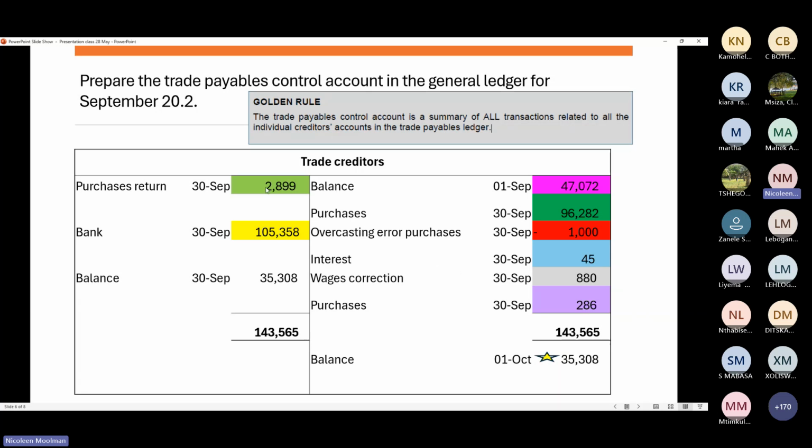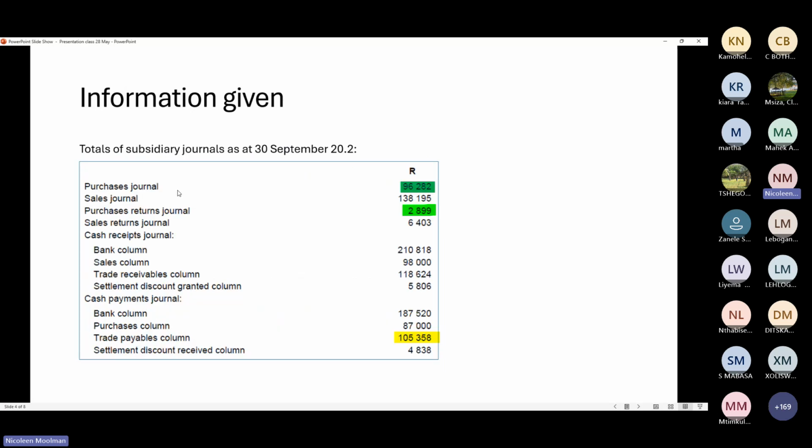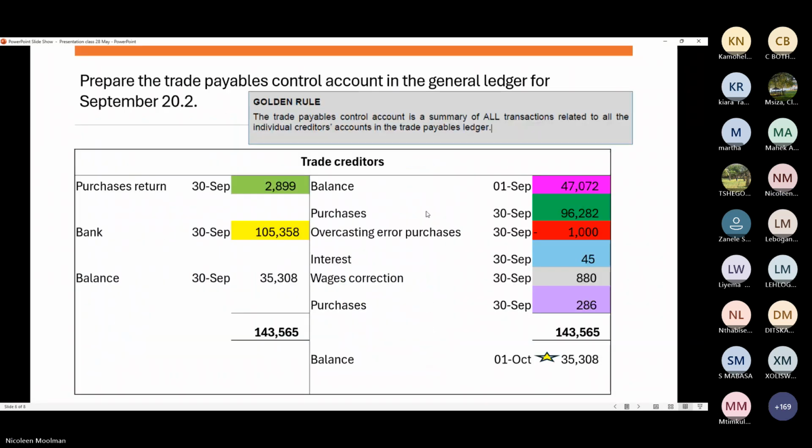Okay. Then if we go to the debit side of trade creditors, purchases returns, that's when we bought supplies on credit and it might be faulty or for whatever reason we are returning it. So then we don't owe that balance to the creditor anymore and we need to reduce our liability. And that's the light green number 2899. And that's also in the information provided, 2899.